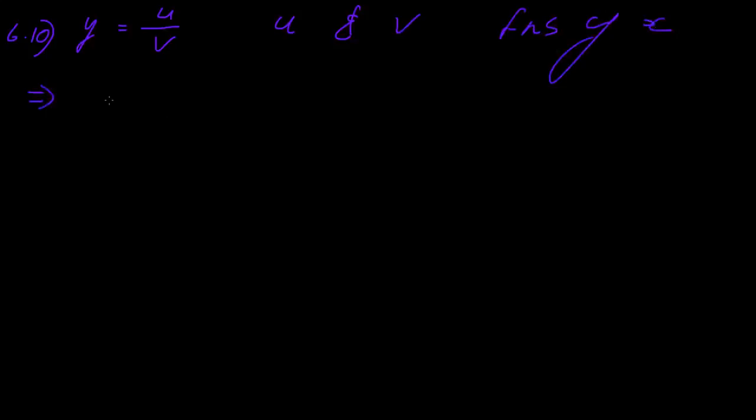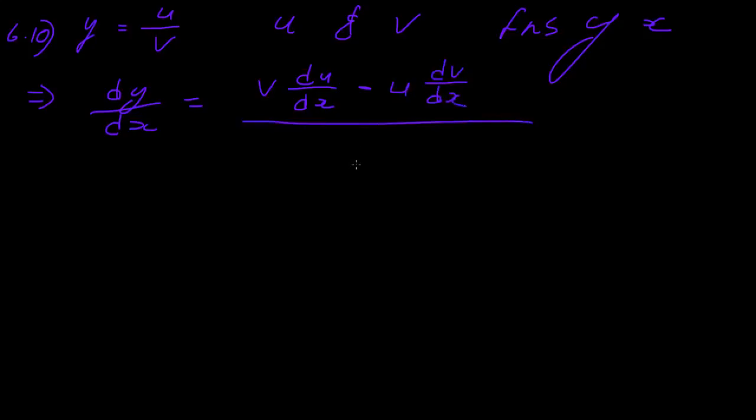You don't need it. What you just need to know is that if a function y equals u over v, so this is the quotient rule, section 6.10, where u and v are functions of x, then dy by dx equals v du by dx minus u dv by dx, over v squared. Okay, and that is your quotient rule.